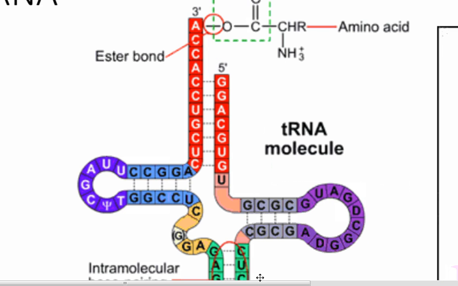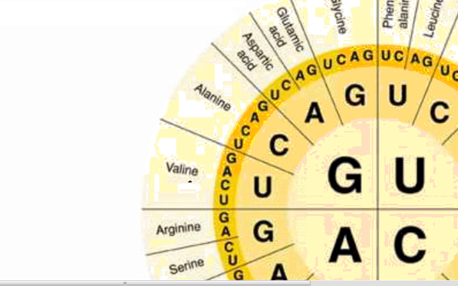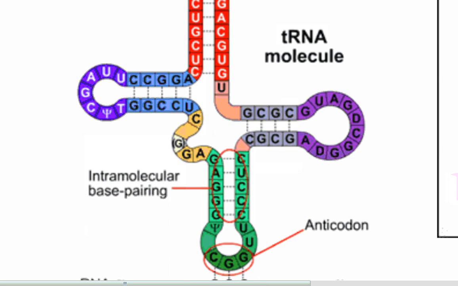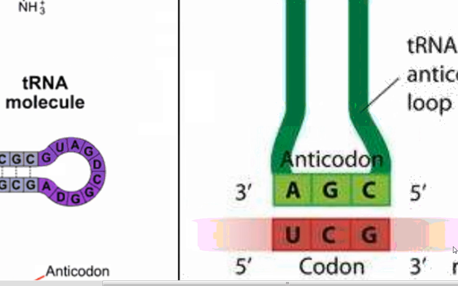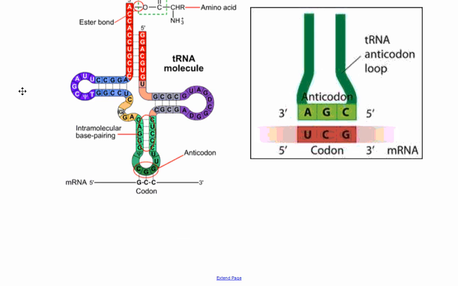Well, here's another example over here. UCG. The anticodon is AGC. UCG is serine. Every time this particular tRNA is going to bring serine. There are 61 different tRNAs out there. 61. Well, there's not 64 because 3 are stop codons. But there is a tRNA for every particular kind of amino acid.